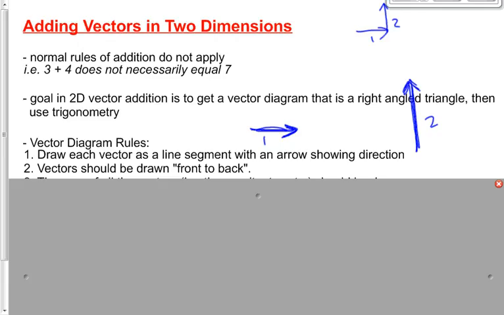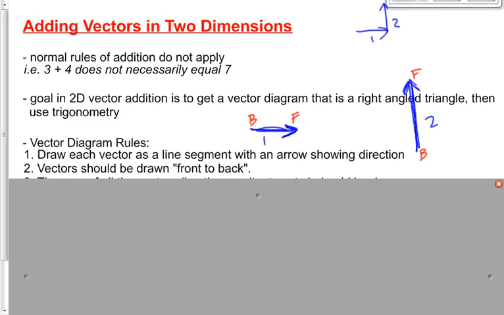We have to draw them front to back. This is the front of a vector. This is the back of a vector. This is the front of the other vector. This is the back of the other vector. These 2 vectors have to be touching each other, but they have to be touching each other such that the front of one vector is touching the back of the next vector.